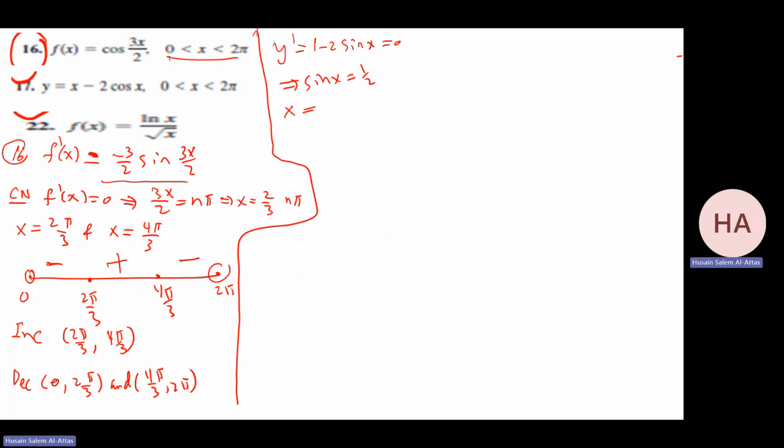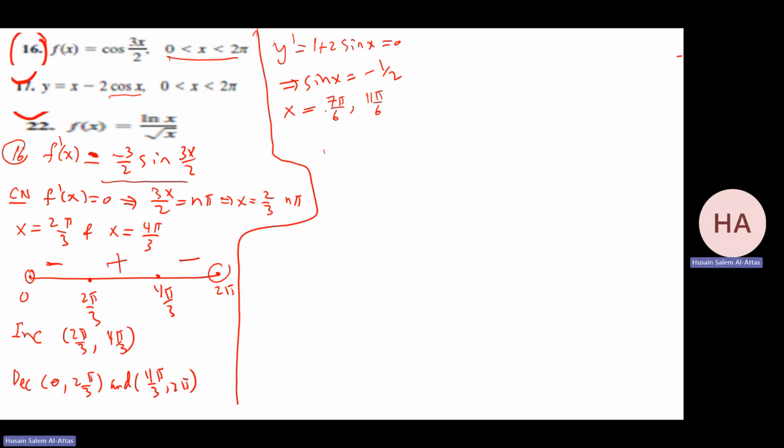Oh, wait a minute. This is -2 cosine, so this is plus, sorry. So this is minus half. Yeah, be careful with calculations. The derivative of cosine is minus sine, so it will be 1 plus 2 sine x, so I need minus half. So minus half where? Which quadrant? Third and fourth quadrant. Third and fourth, pi over 6, so it will be 7 pi over 6, and 2 pi minus pi over 6, which is 11 pi over 6.